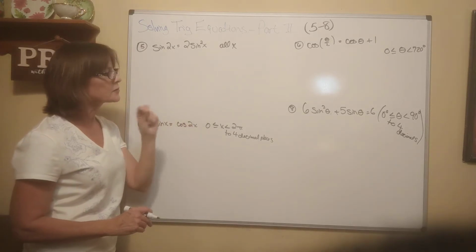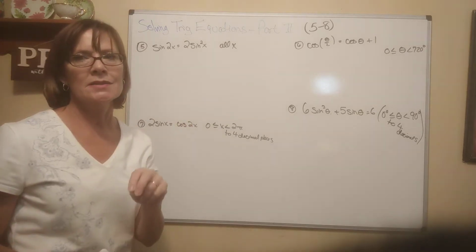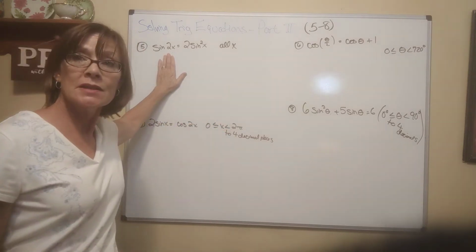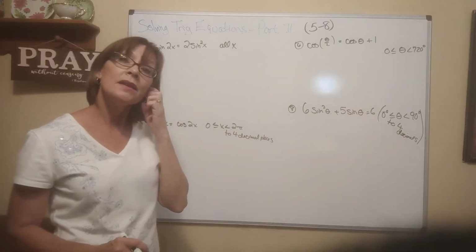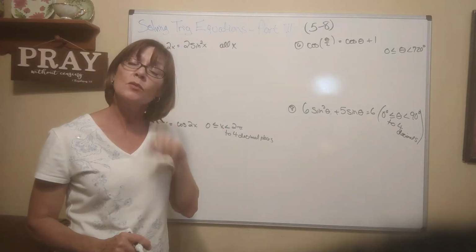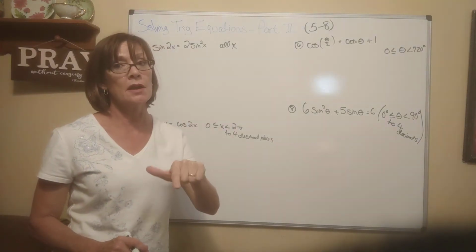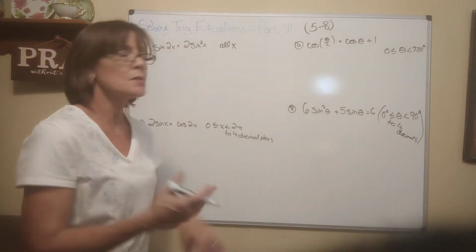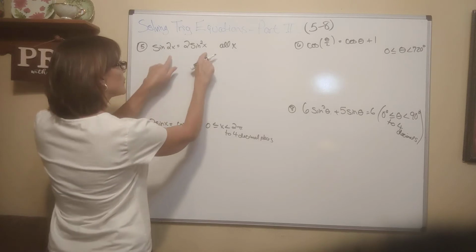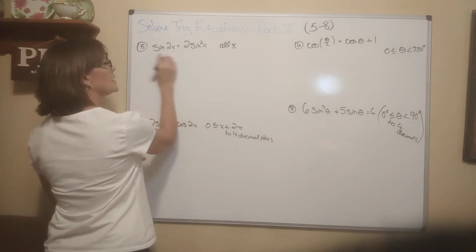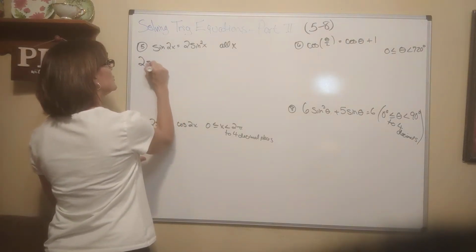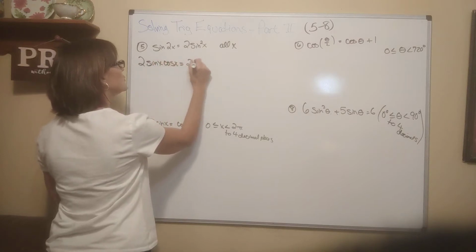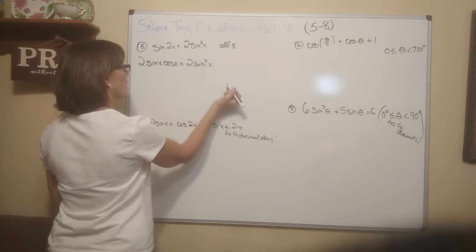Is it possible to rewrite everything in terms of x? Yes, it is, because there's an identity for the sine of 2x, but it's 2 sine x cosine x. So when we do that, we will introduce a cosine, but maybe that's not a problem. We're going to try it and see. So let's see what we can do with that. Let's rewrite this so we have everybody in terms of x. The identity for the sine of 2x is 2 sine x cosine x, and that is equal to 2 sine squared x.